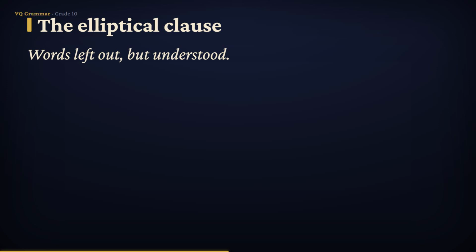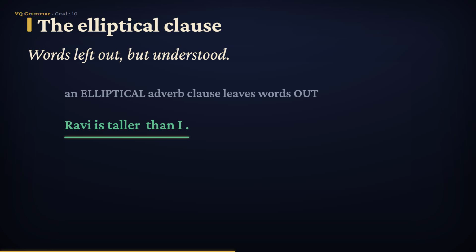One last wrinkle, and it's a friendly one. Sometimes an adverb clause looks like it is missing words. Ravi is taller than I. Where is the verb inside that clause? There isn't one on the page, and yet your ear supplies it instantly. Then I am tall.